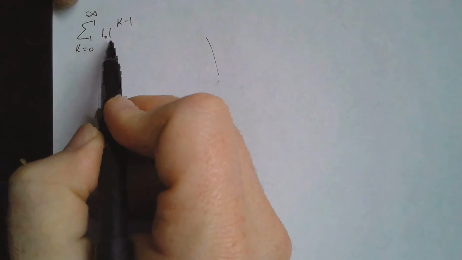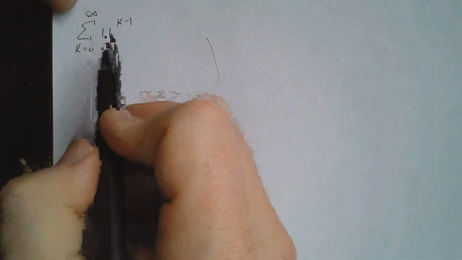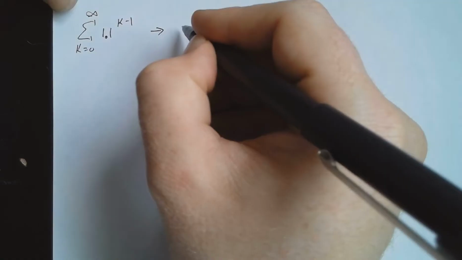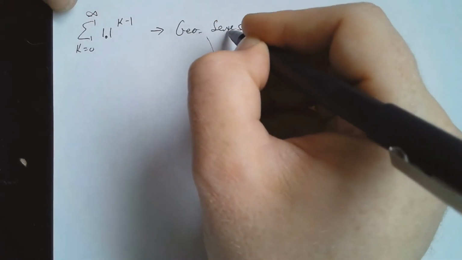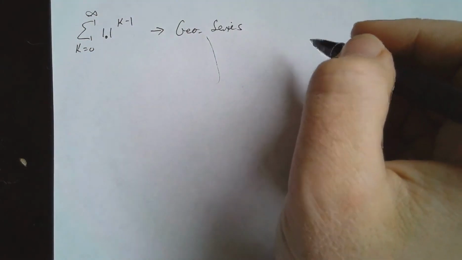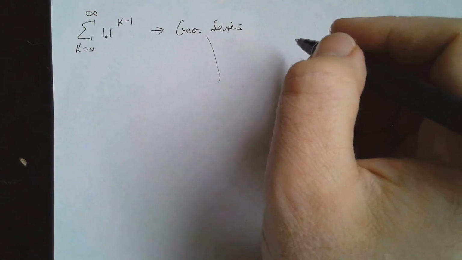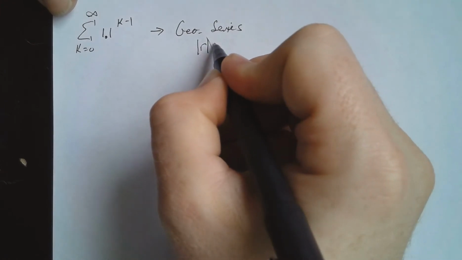And just by looking at it, I know that since this is 1.1, a number, to the power of k minus 1, this is in some form of a geometric series. So I'm going to go ahead and note that this is a geometric series. Just by looking at it, I know what kind of series it is. By knowing what kind of series it is, I know that I have a set of rules for when a geometric series will converge. And the rule is that a geometric series will converge when the absolute value of r is less than 1.